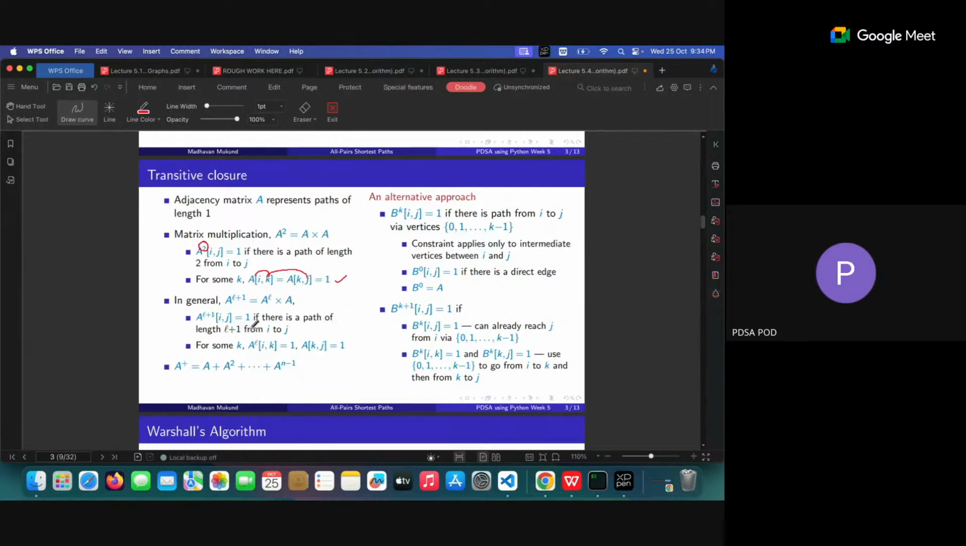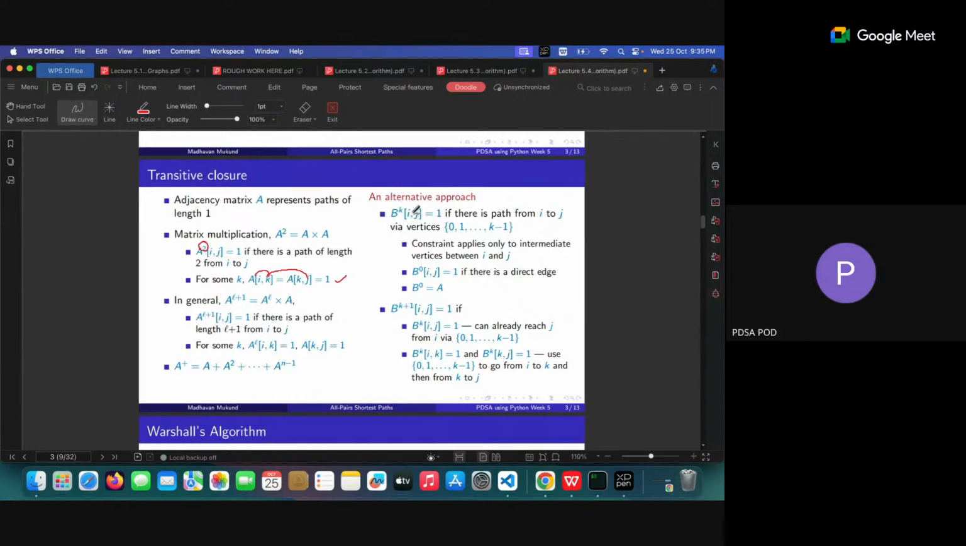In general, A of L plus 1 is nothing but A of L multiplied with this A. And if there is a path of length L plus 1, the sum is there. So keep on adding to reach that. Here an alternative approach is given, which you can understand better.